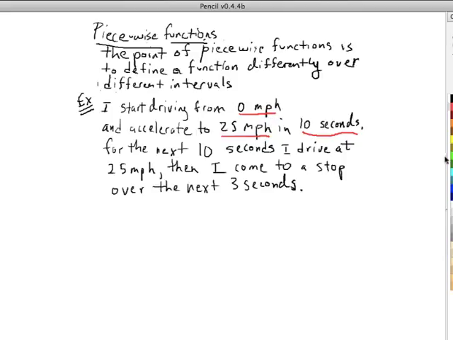For the next 10 seconds, I drive at 25 miles per hour. Then, let's go to blue, I come to a stop over the next 3 seconds. So I circled these in red, and for a reason.